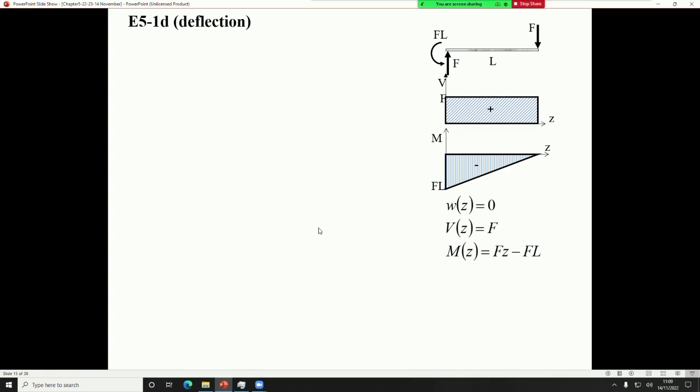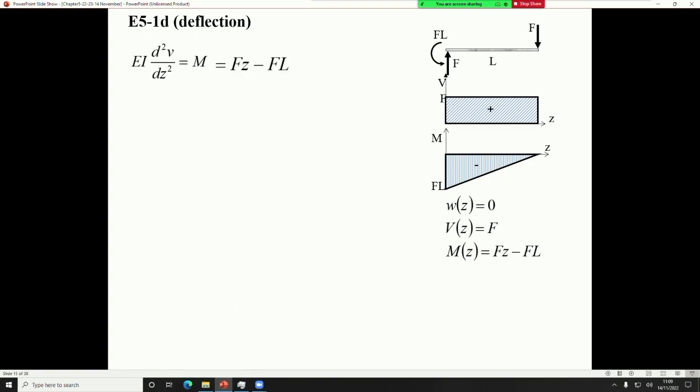So this is what we had last week, the general equations for the distributed load, shear force, and bending moment. And that is the equation relating the bending moment and the deflection distribution. M is not constant. M is a function of z, which is a linear function equal to Fz minus FL. So I'm going to substitute in the top equation.